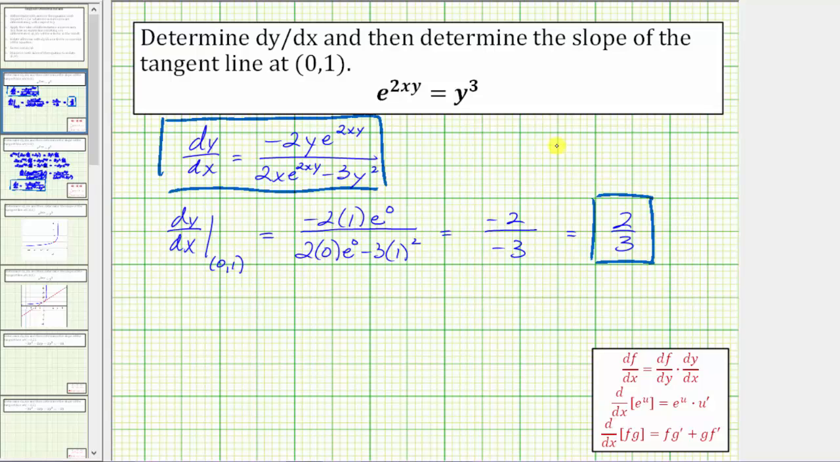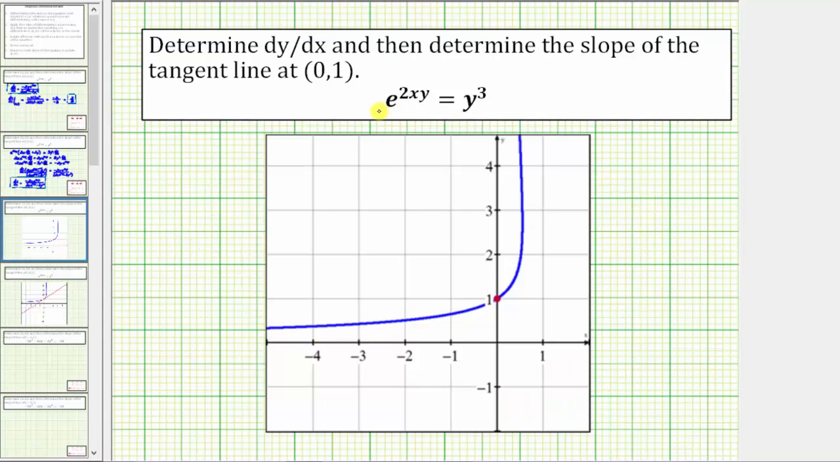Let's look at this graphically. The blue graph is the graph of e raised to the power of 2xy equals y cubed, and the point (0, 1) is graphed here in red. So by evaluating the derivative at this point, we determine the slope of the tangent line at this point would be 2/3. And we can verify this by looking at the tangent line at this point, which is shown on this graph.